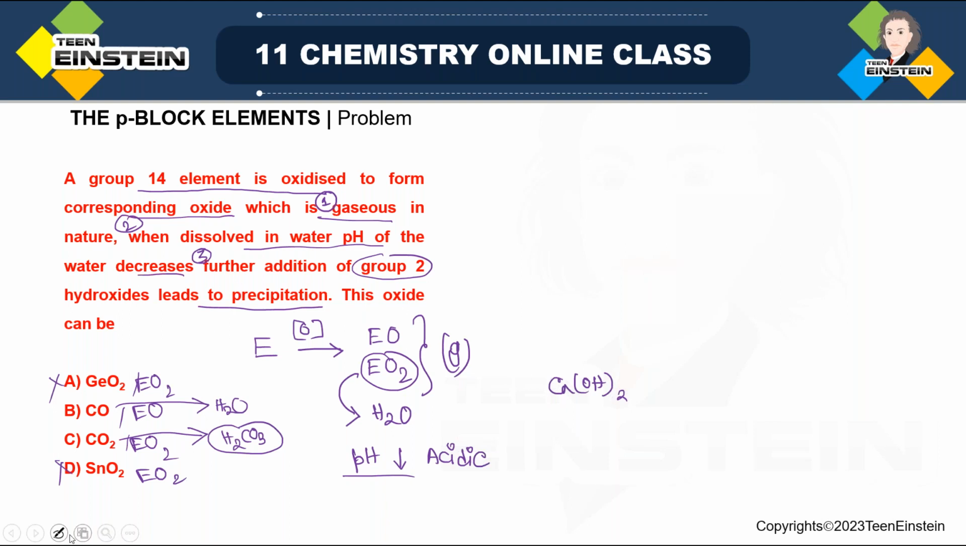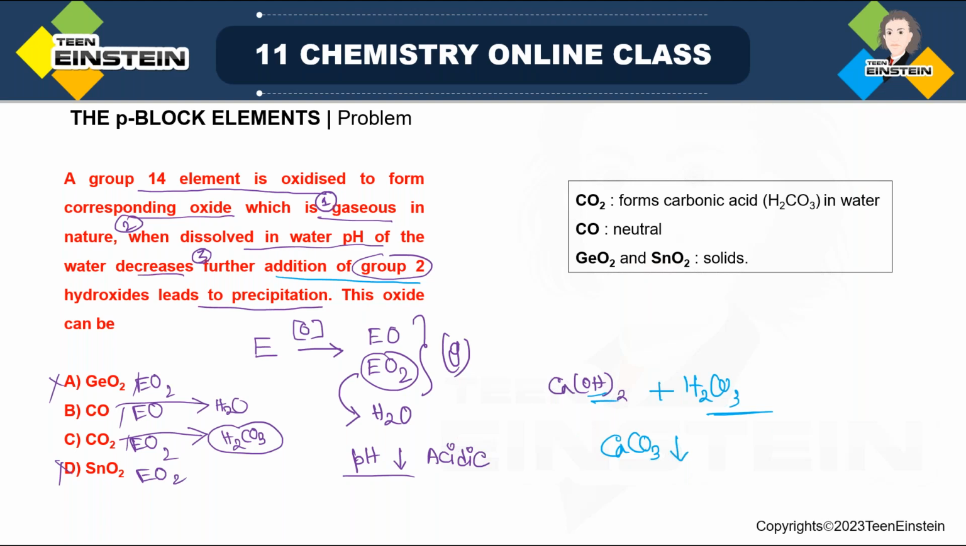And what about the third information? It says further addition of group 2 hydroxide. When you add Ca(OH)2, calcium hydroxide, to H2CO3, the carbonate will replace the hydroxide and we will get CaCO3. It may be MgCO3 also. But all these carbonates, because of their poor solubility, will precipitate. So the carbonate anion is basically replacing the hydroxide anion of the group 2 hydroxide.